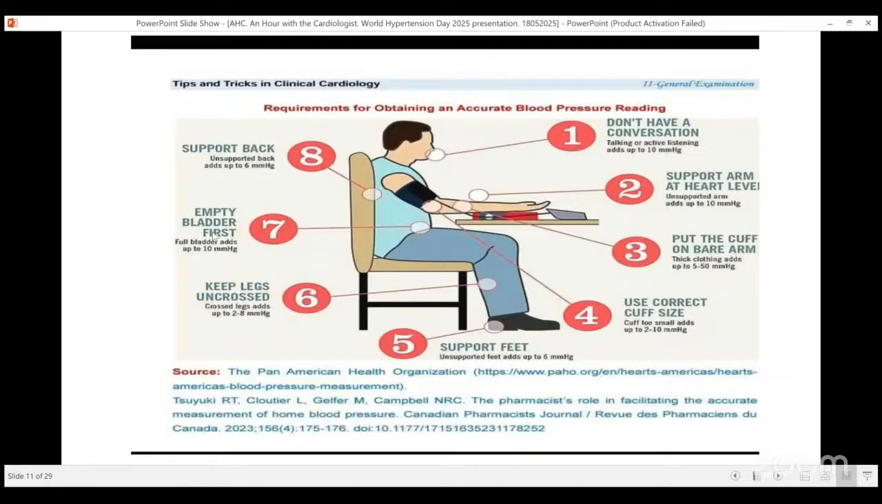If you are pressed, empty your bladder before you check your blood pressure, because a full bladder can increase the blood pressure by 10 millimeter mercury. So you can see some of these things we do.